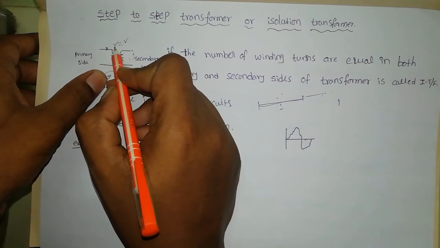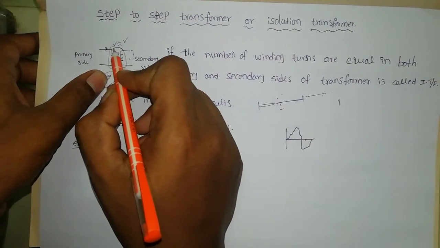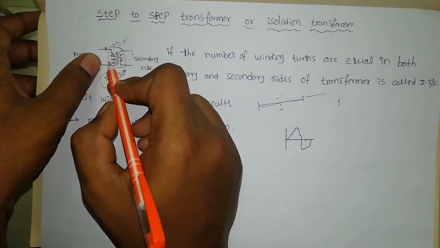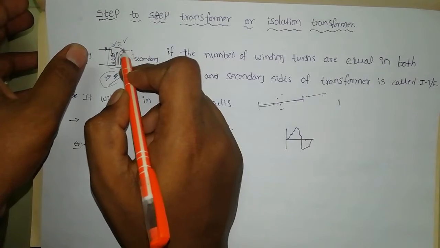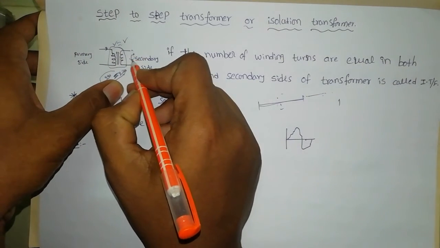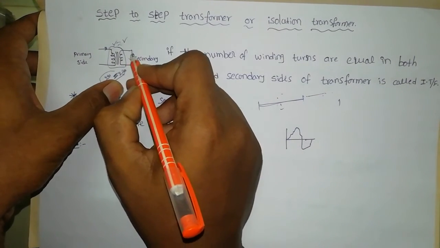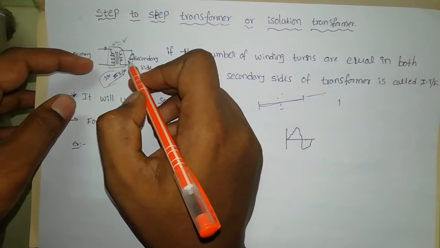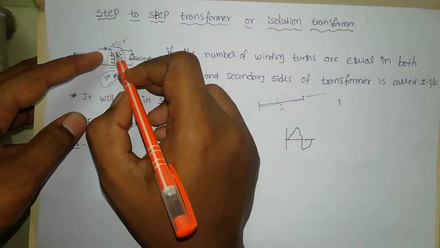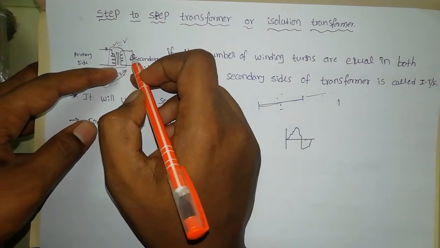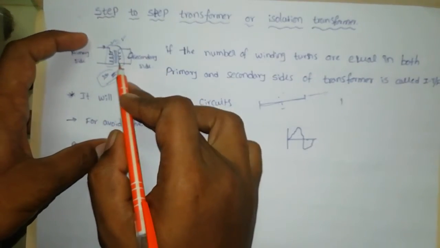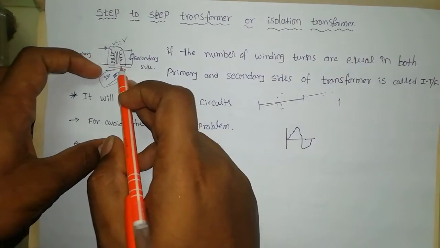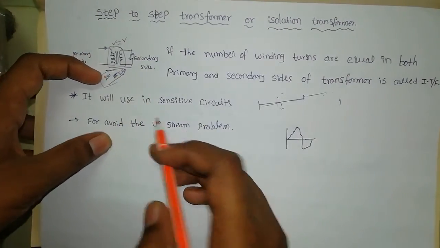It is magnetically connected and electrically isolated, so these problems come only up to the primary winding. They don't transfer to the second winding, so this side load will be safe. If you connect some load to an isolation transformer, problems don't carry to the secondary side. This is the main purpose of using this step to step transformer or isolation transformer in critical circuits.